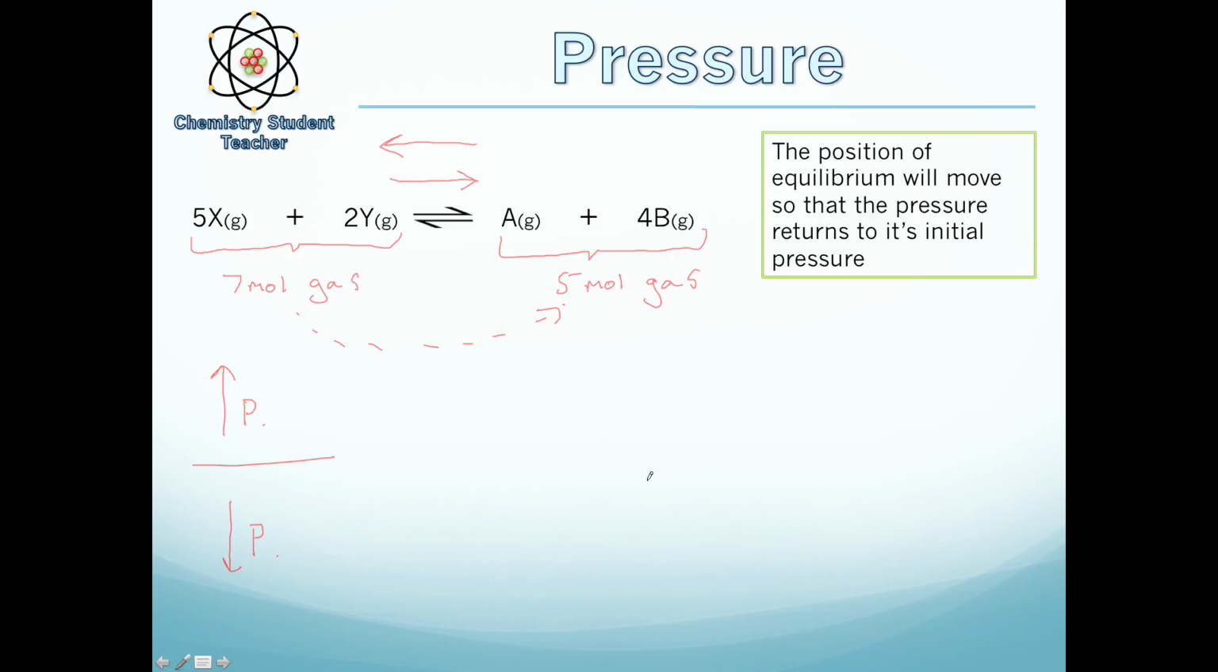So when pressure increases, the side of the equilibrium that has more moles of gas will decrease and it will shift to the side with fewer moles of gas. If we decrease the pressure, the side with fewer moles of gas will react to form more of the higher moles of gas, shifting the equilibrium to the left in this case.